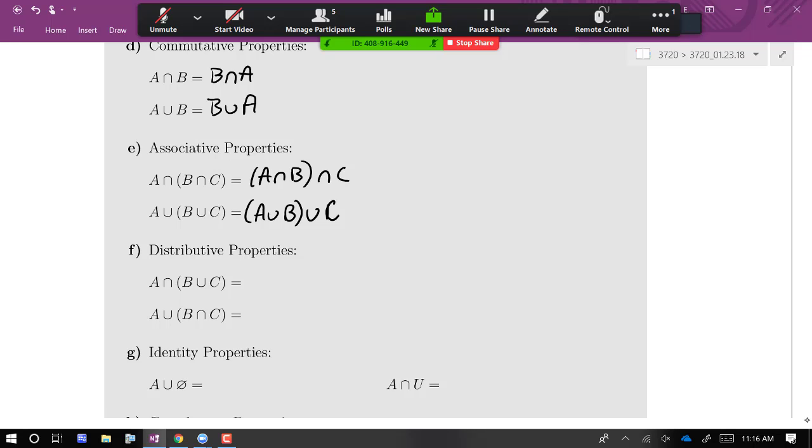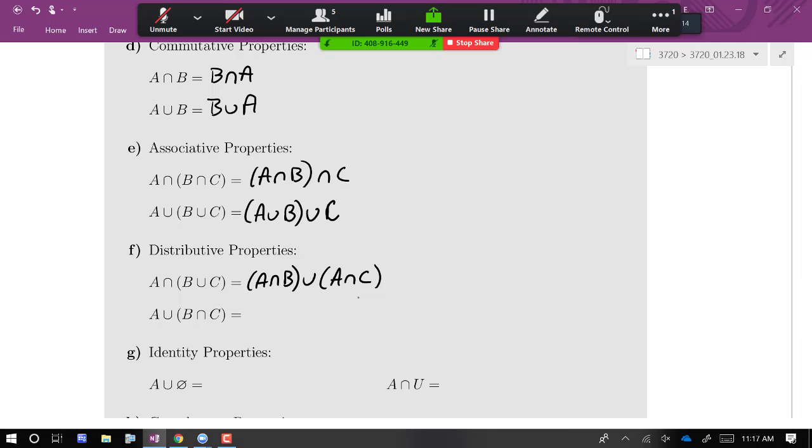A intersection B. Is your microphone on? Oh, okay. A intersection B. Yep. Union. Mm-hmm. And A intersection C. Yeah, A intersect C. Yeah, good. So the intersection distributes over the union.